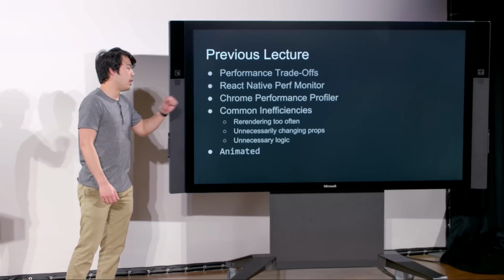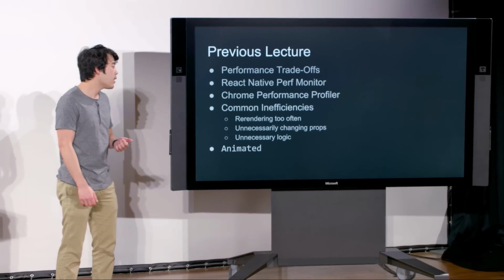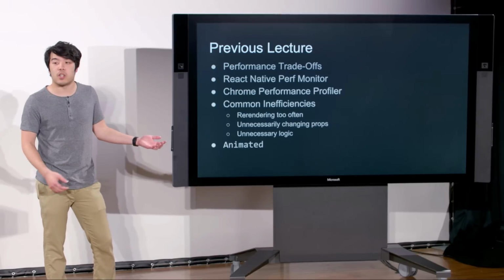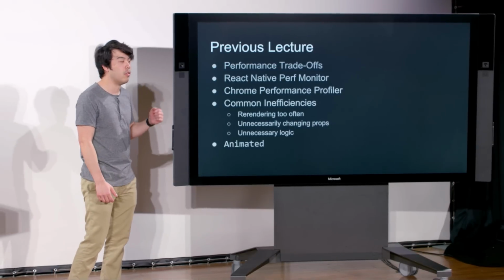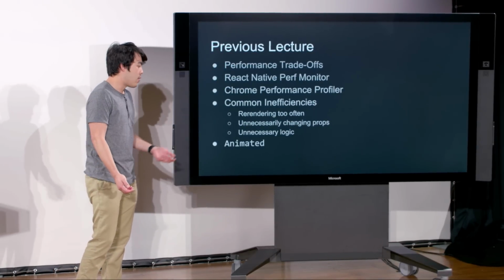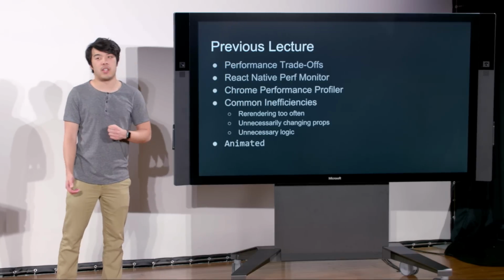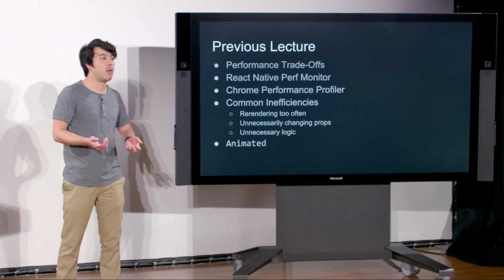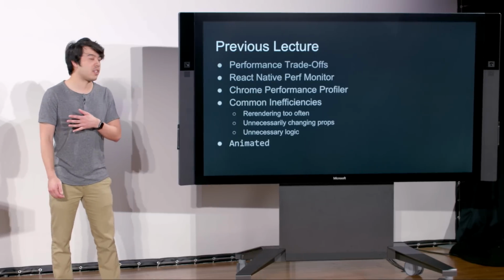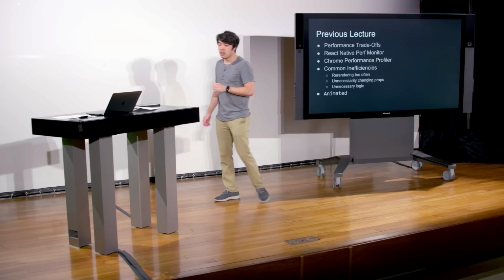We talked about a few different common inefficiencies that we see in React. One would be re-rendering too often, another being unnecessarily changing props, which may actually contribute to re-rendering too often, and then lastly, just unnecessary logic. And then we ended the lecture with a demo of this animated API, which allows us to run some calculations on the native side of things rather than within JavaScript.